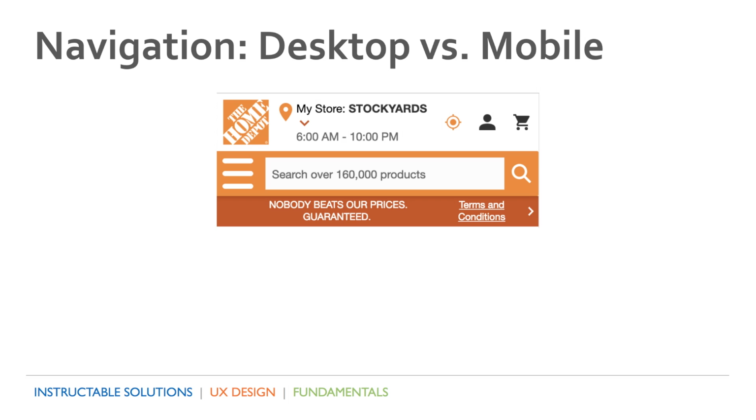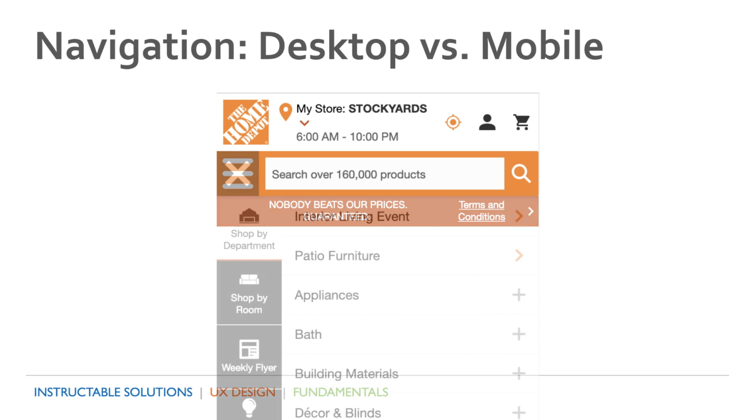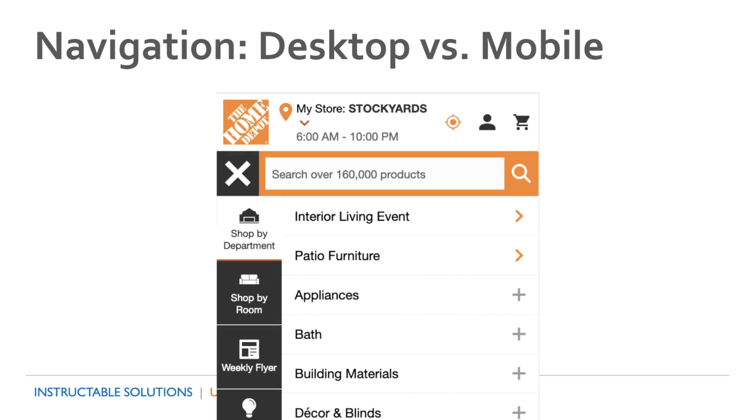Where we saw the hamburger nav housing product categories on the desktop version, on the mobile site, it includes not only the shop by department category, but shop by room, weekly flyer, and so on. So all of those elements of global nav now sit beneath the hamburger navigation. And from within there, users can tap to expand across instead of down.